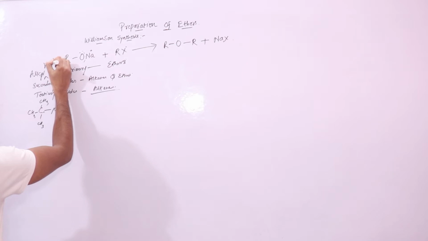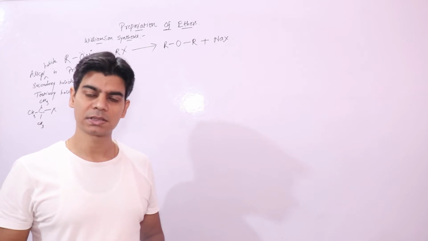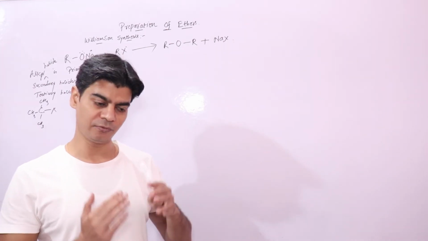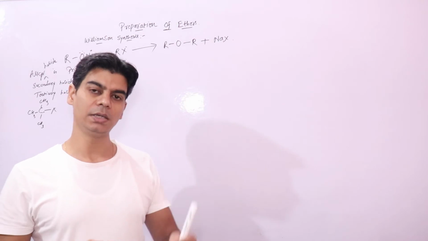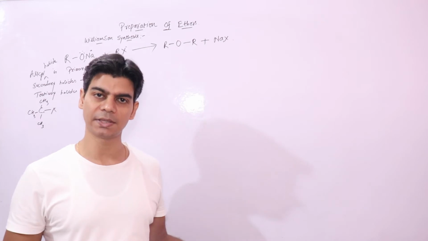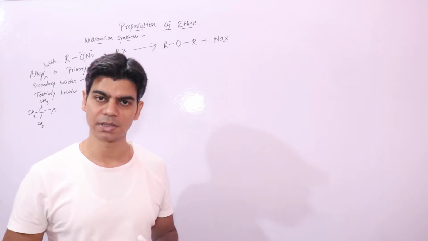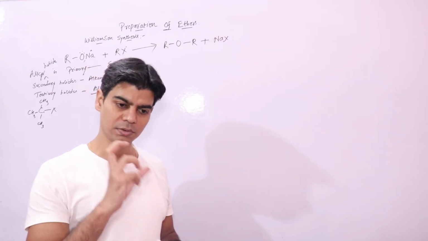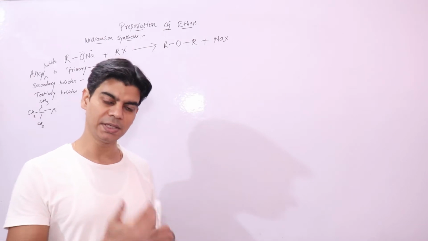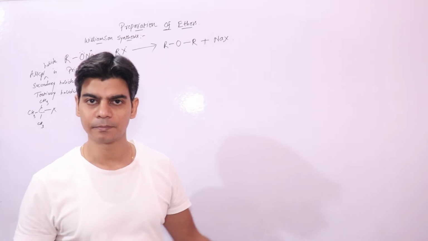Now the reason that I get alkenes with tertiary halide is that these tertiary halides undergo dehydrohalogenation very easily. If you remember, we have done this in the previous lecture where we studied the dehydrohalogenation of alkyl halides, and we found that tertiary halides can easily undergo dehydrohalogenation, followed by secondary, then primary.